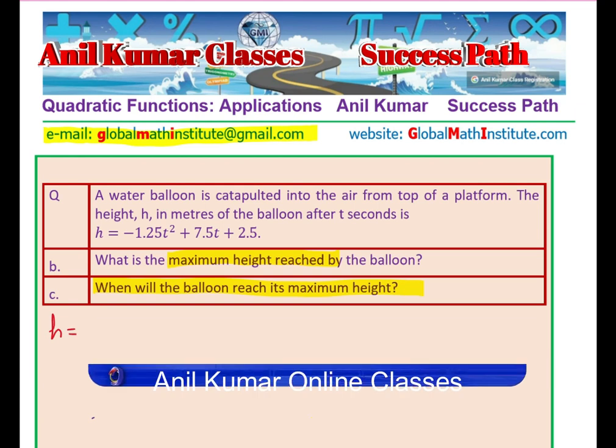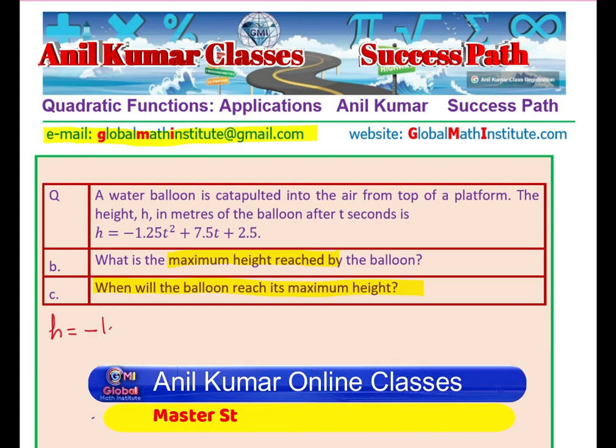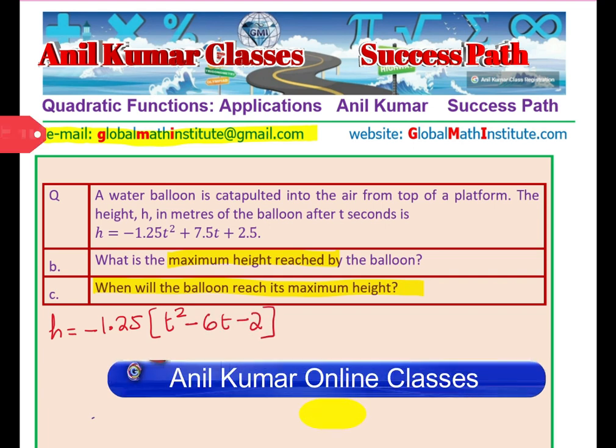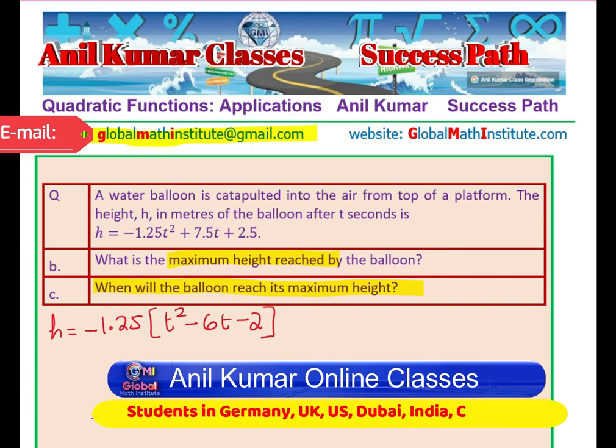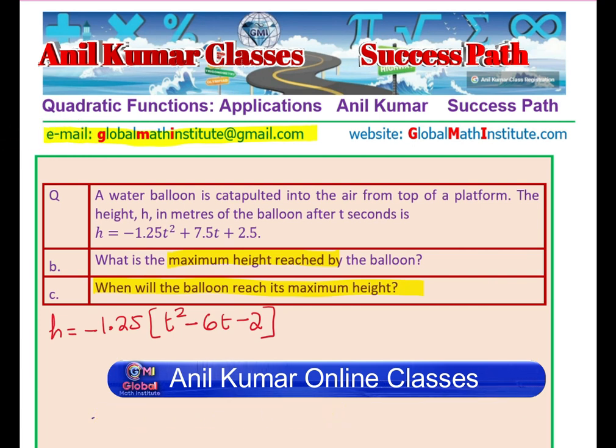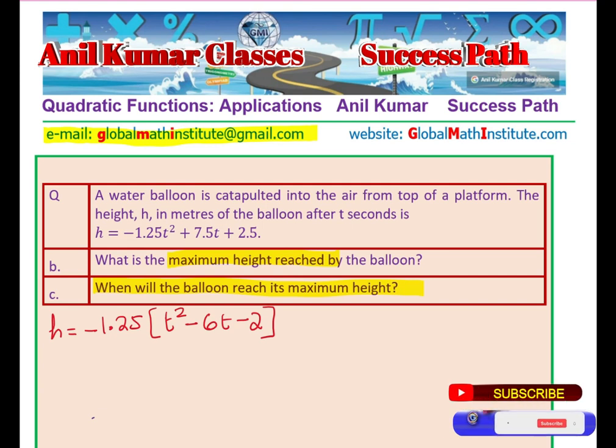Now let's see. How do we do this part? Well, I will prefer to work with my simplified equation where I factored out minus 1.25, which gave me t squared minus 6t minus 2, correct? Now look here. If I do completing the squares with this simplified equation, how simple it is. Imagine doing half of the decimal numbers and squaring them. It would have been really complicated. And that is where the students mess up and get wrong results.